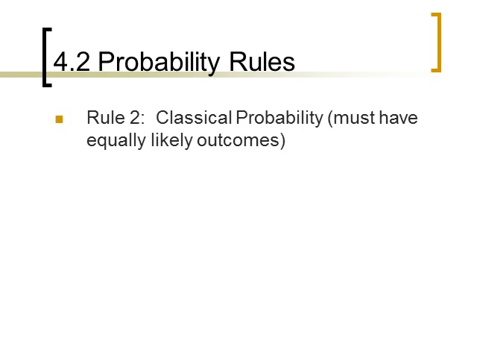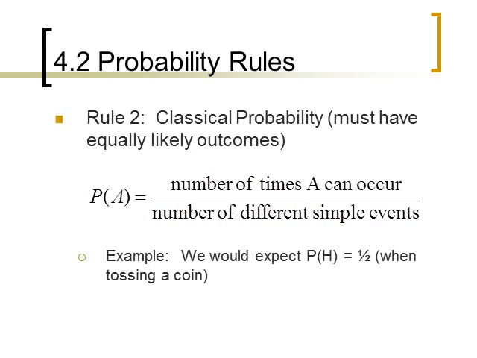However, since we can't usually do a trial, we're faced with classical probability. With classical probability, all of the events must have equally likely outcomes. And so the probability that something would happen is we take the number of times that A can occur and divide it by the number of different simple events. An example would be, we would expect that the probability of heads equals 1/2 when tossing a coin.